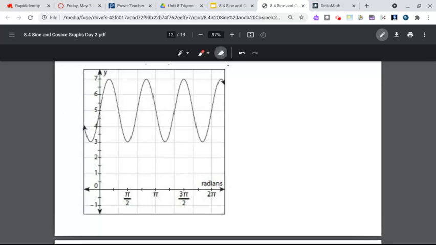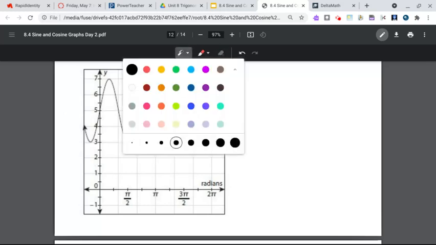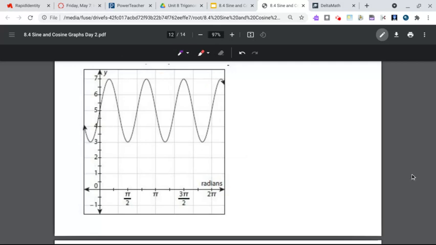Let me use a different color actually than black. Okay. There's our midline equation, y equals 5. I can see that it starts at its midline. Midline, maximum, midline, minimum, back to the midline. Okay?